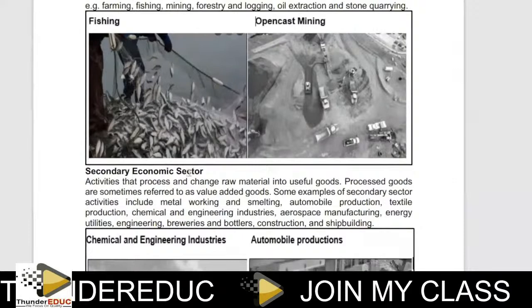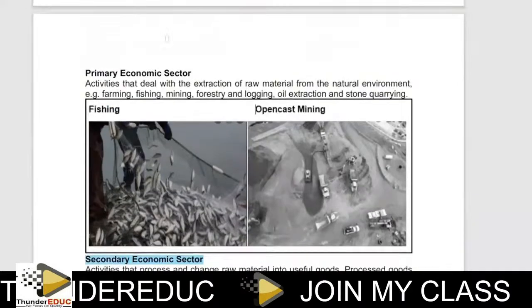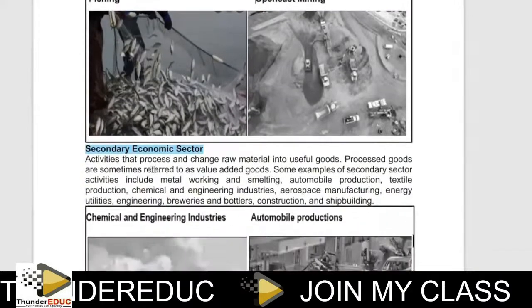Then from primary, we have another activity that follows. That is the secondary activity. This activity, which you call the secondary activity, deals with the changing of the raw material into a useful or a finished product. In other words, if in the primary you were getting raw material from nature and you don't process it, that means here there is processing of raw material so that you can get a final product.